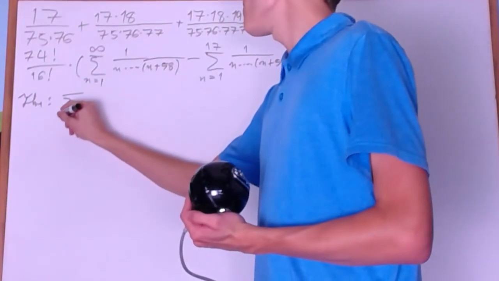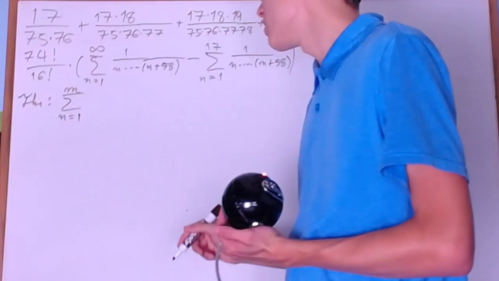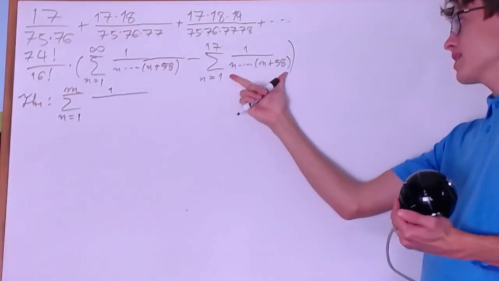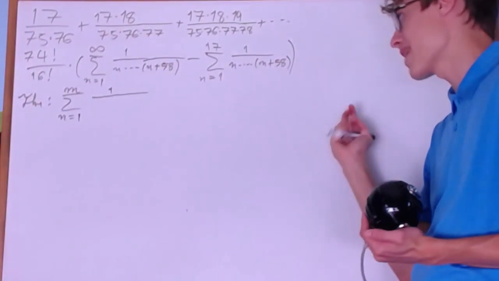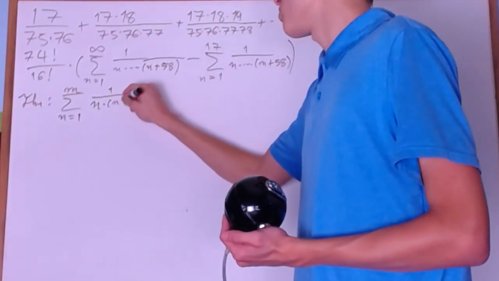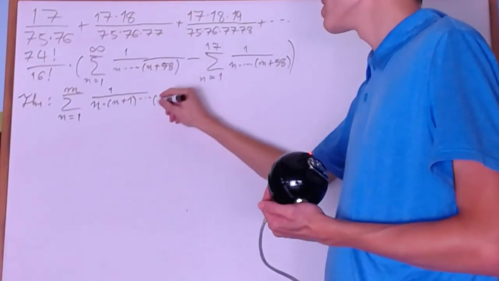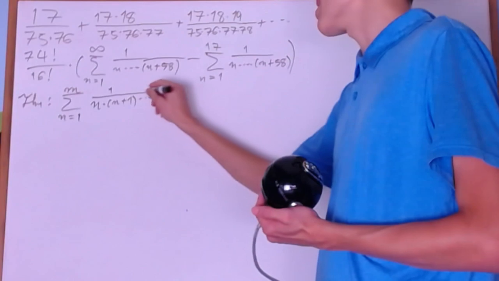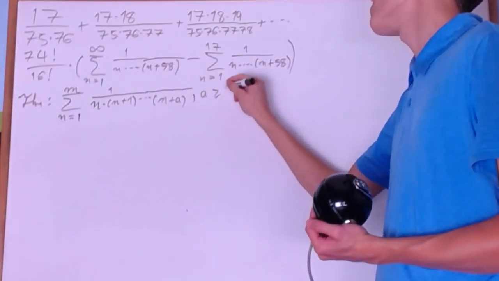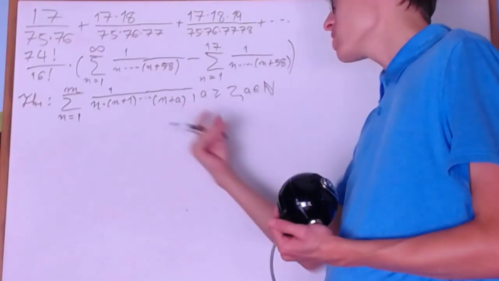The sum from n equals 1 until m of 1 over, now I'll be mimicking this sort of pattern. So it'll be the multiplication of n times n plus 1 all the way up until, well, I want it to be general, so it's going to be n plus a. And this a is an integer which is bigger than or equal to 2. Now, how on earth would I evaluate this?